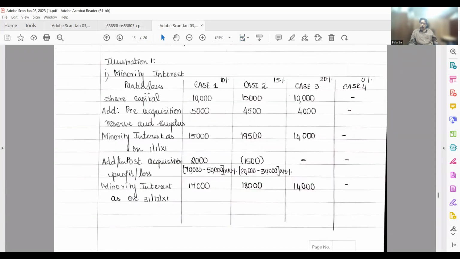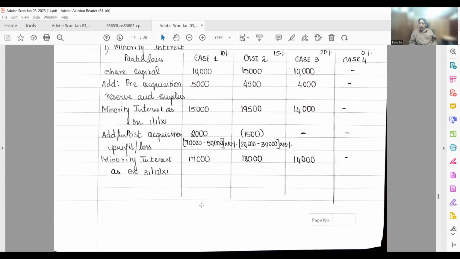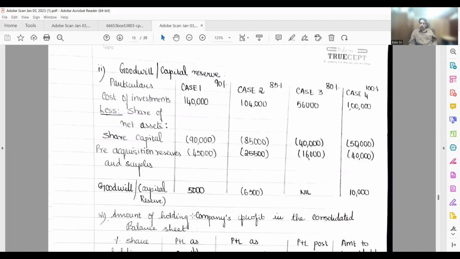Just see, the minority interest part is very simple. I'll take 15% of rupees 1 lakh, which is 15,000. Then add the minority share of pre-acquisition reserves and surplus: 30,000 into 15% is 4,500. Adding both gives 19,500. Then subtract the post-acquisition loss. It is a 10,000 loss, and 15% of that is 1,500. Subtract, and the net amount is 18,000. That is the minority interest for the purpose of consolidation, right?